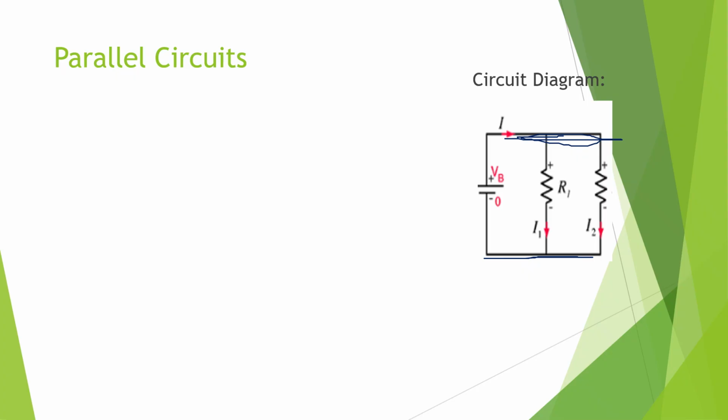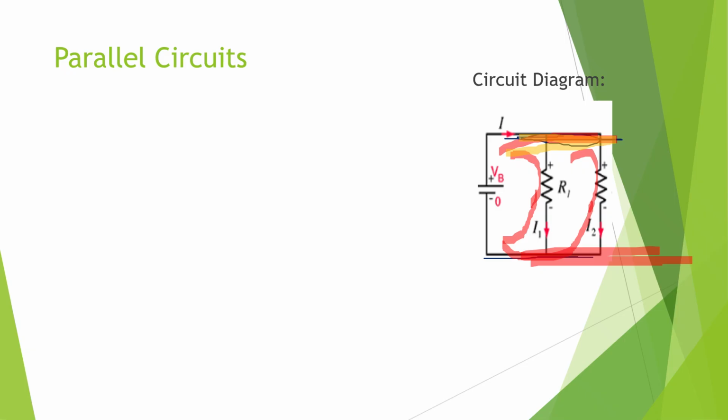In parallel circuits, the current flowing through R1 and R2 enters through a single point, and similarly the current exiting from R1 and R2 exits through a single point. That is, the starting point and the end point of both the resistors are the same. If it is like that, we can say the circuit is a parallel circuit. So parallel circuits are the circuits in which the starting point and the ending point are the same.